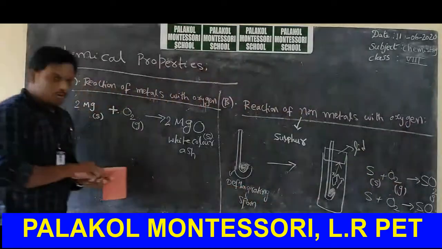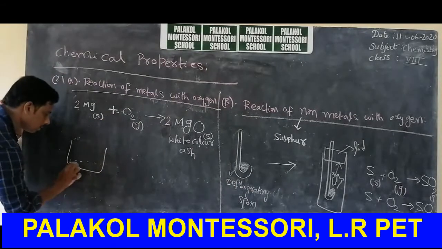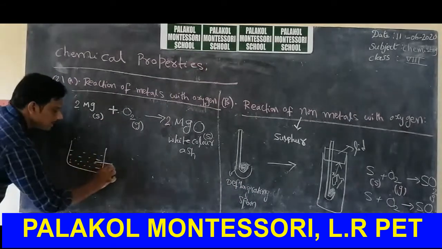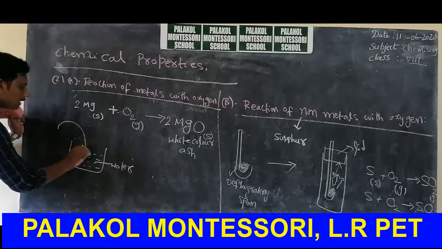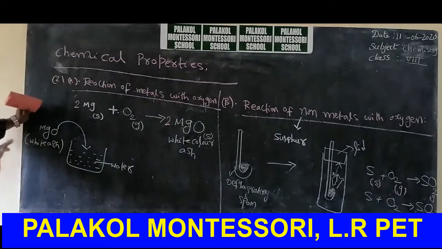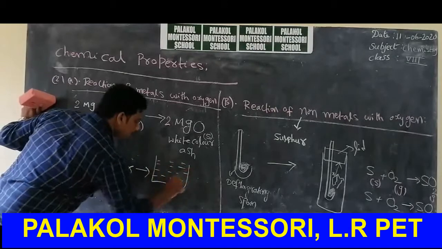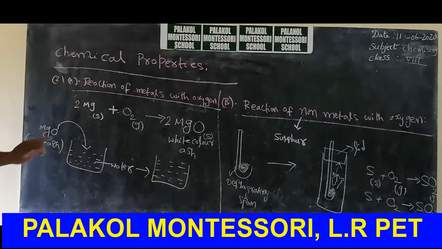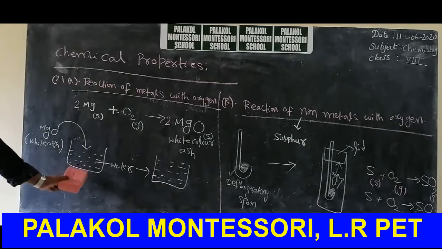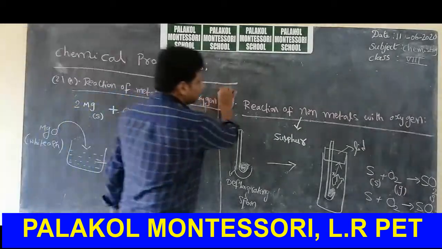Okay, now what will we do? Now take this white ash. This is water. Dissolve this magnesium oxide, the white ash, in 100 ml of water. You will get a new type of solution. When you dissolve magnesium oxide in water, you will get a new type of solution.